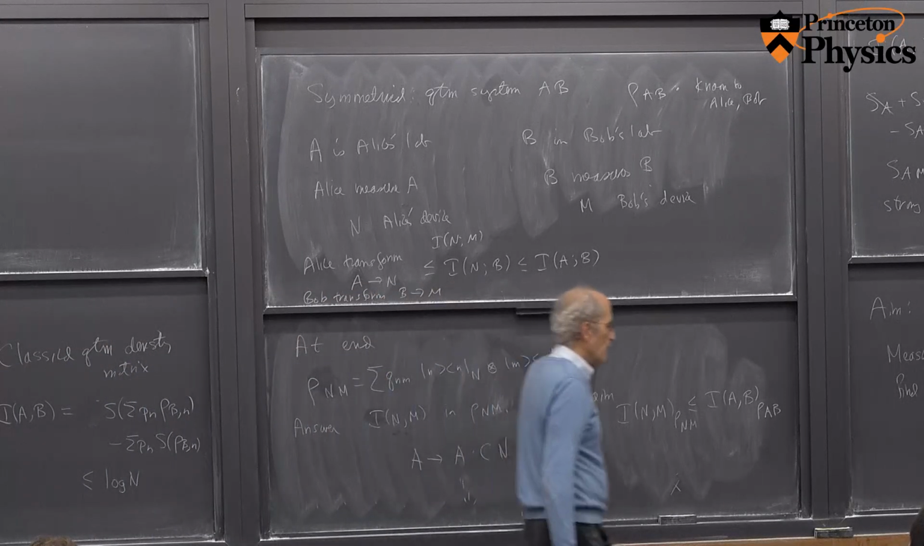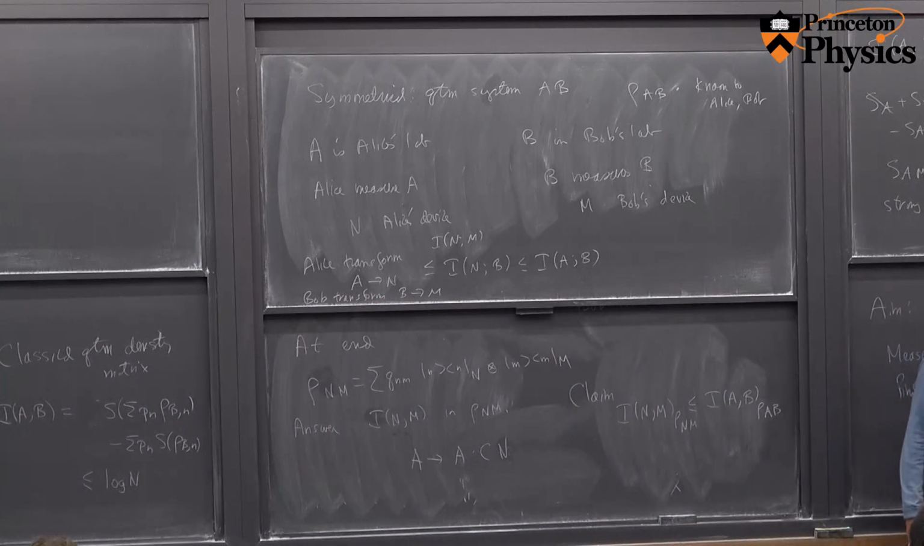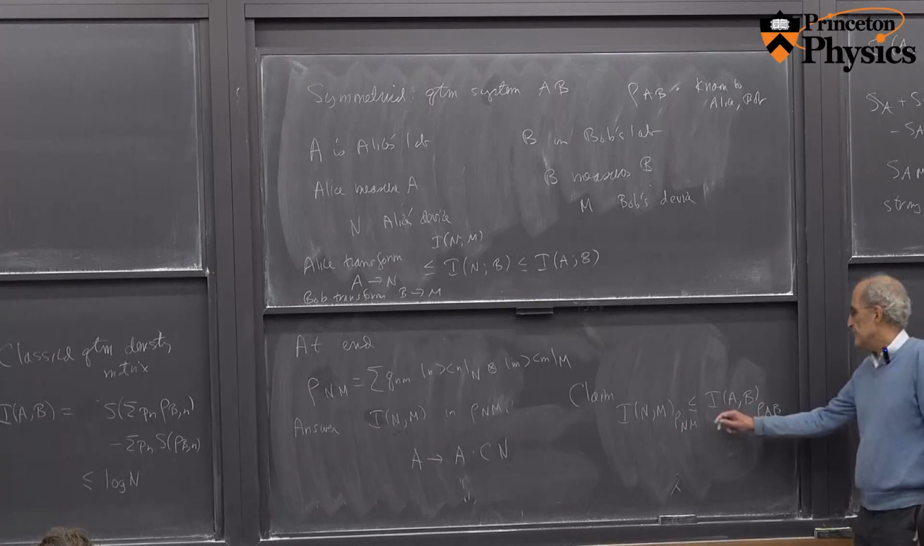So regardless of what measurement strategy Alice and Bob take, and in general they could use generalized measurements, which we discussed on Tuesday, the amount that Alice will learn about Bob's measurements or vice versa has an upper bound, which is given by the mutual information of the initial state.